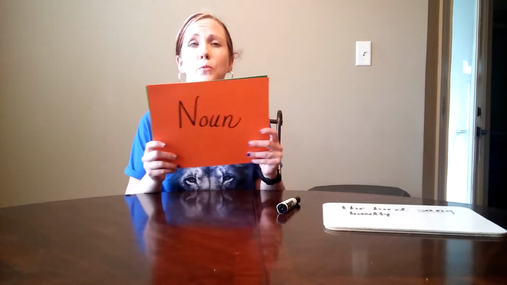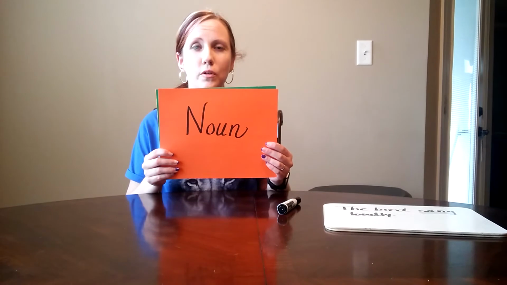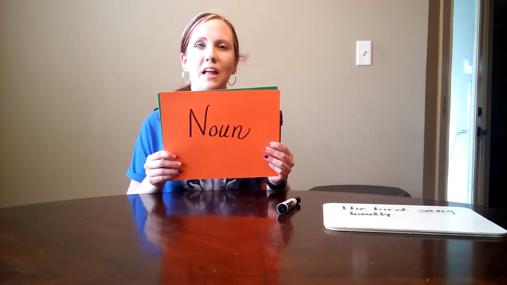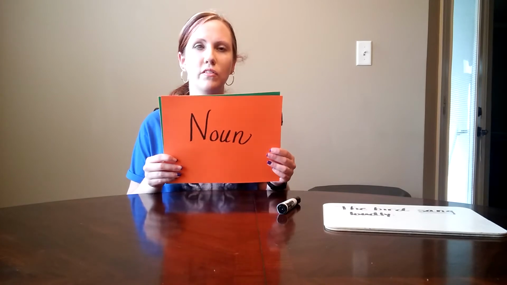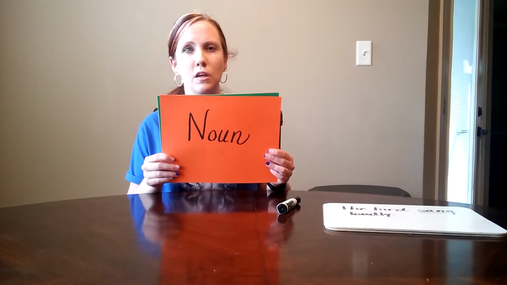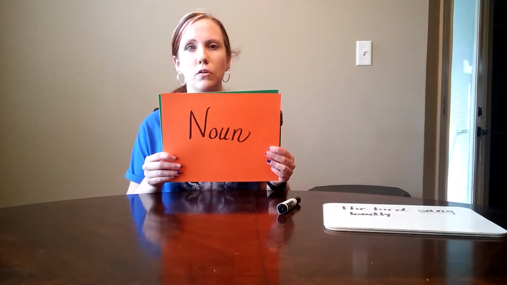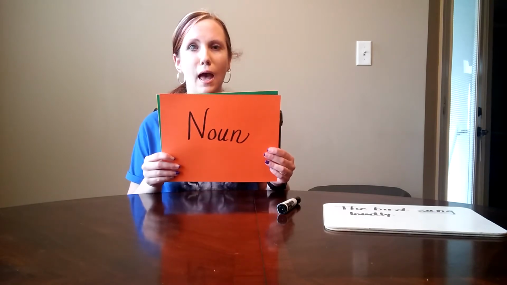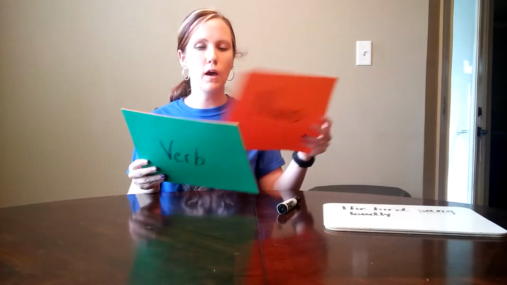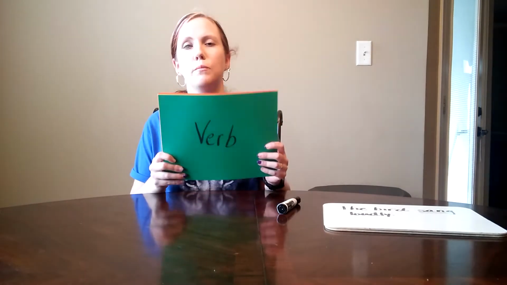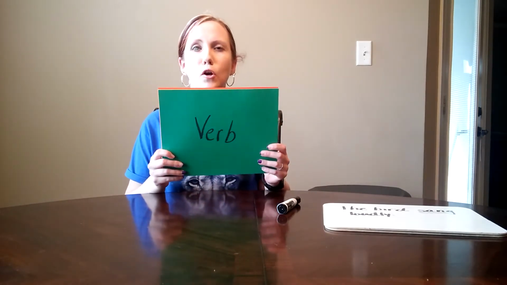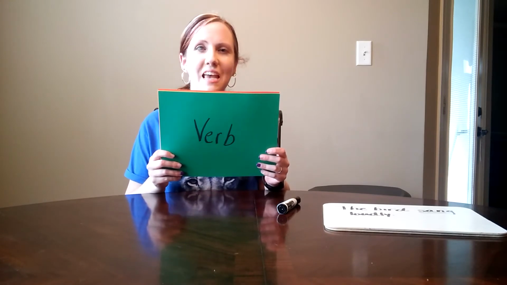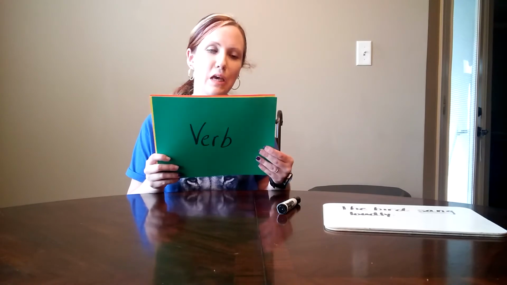So the first one that we learned this year is a noun. And hopefully you remember that a noun is a person, place, or a thing. So for example, a noun could be Mr. Jones, it could be Southwest Christian Academy, or it could be Apple. The second kind of word that we learned about is a verb. A verb is an action word. So that would be words like sing, dance, jump, and skip.